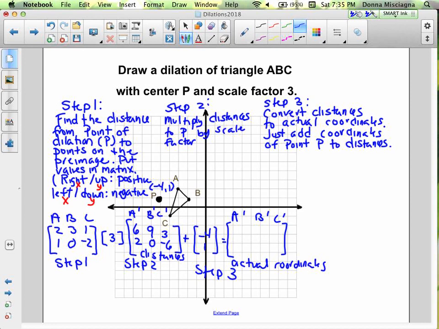6 minus 4 is going to be 2. And 9 plus a -4 is 5. And 3 plus a -4 is -1. And then 2 plus 1 is 3. 0 plus 1 is 1. -6 plus 1 is -5. All right, and so now let's graph. Step 4 is just graph.